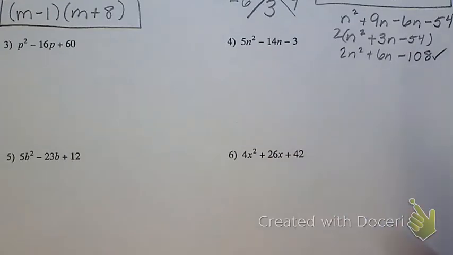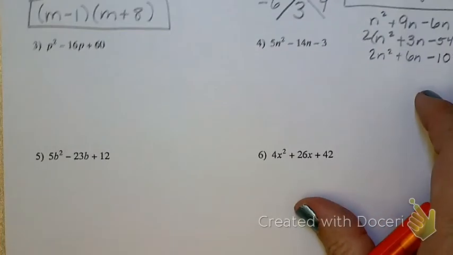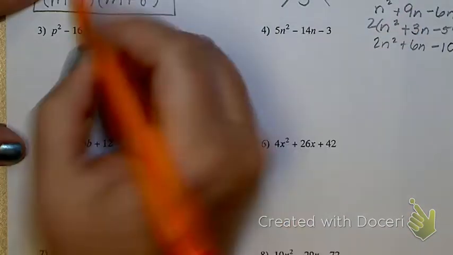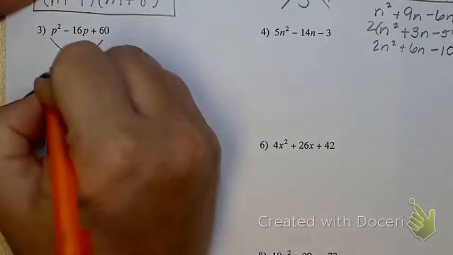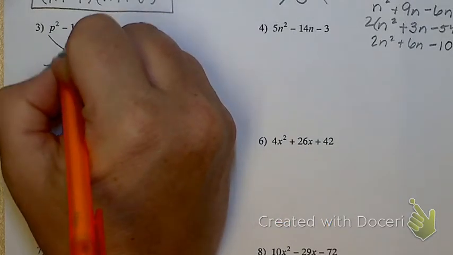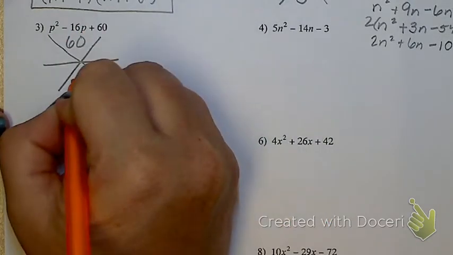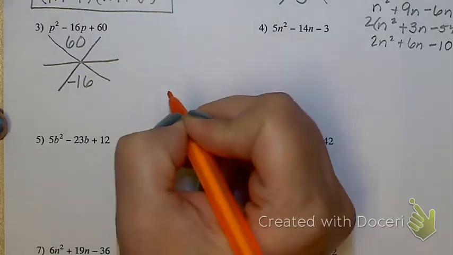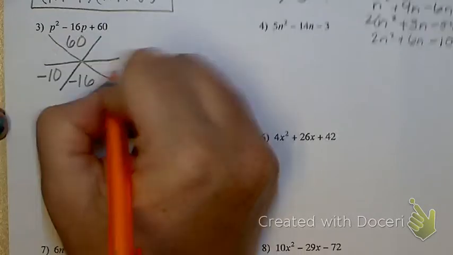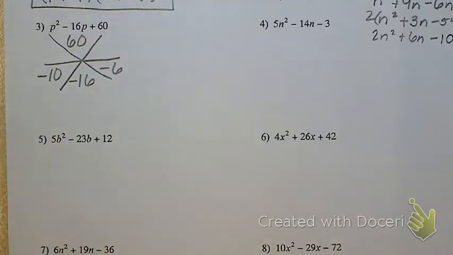All right, so you try number 3. So let's see. Nothing in common, right? No. What goes on the top? 60. What goes on the bottom? What are 2 numbers that multiply to get 60 and add to get negative 16? Negative 10 and negative 6. Does it matter if you put negative 6 and negative 10 instead of negative 10 and negative 6? No, order doesn't matter. Okay?